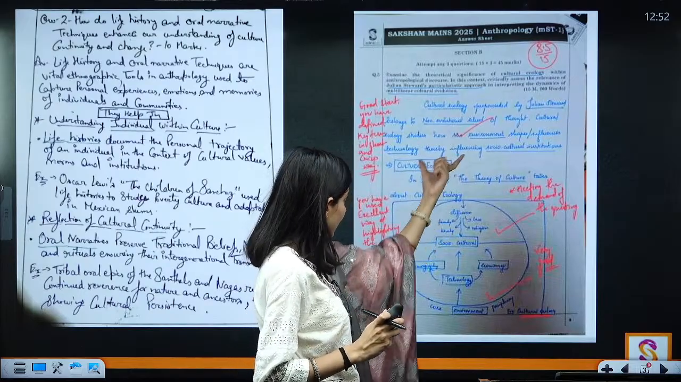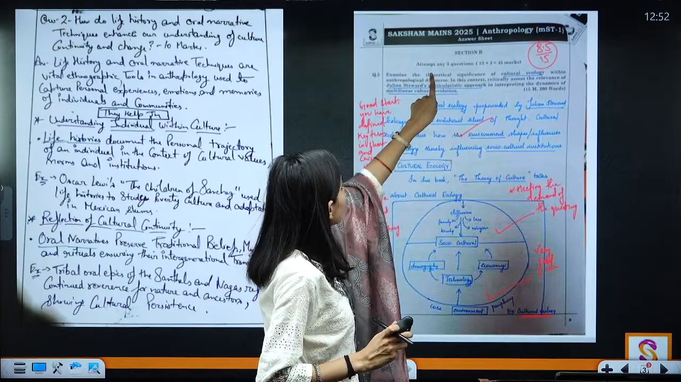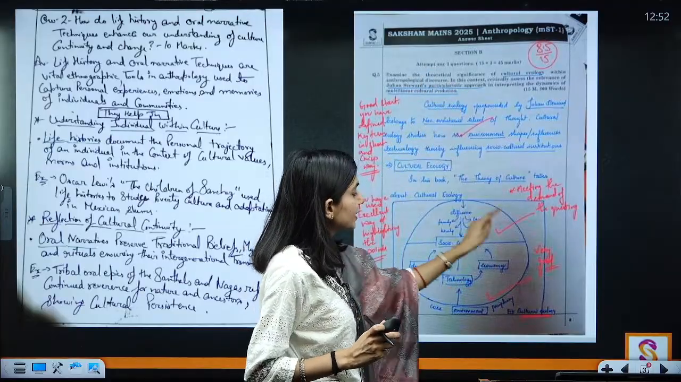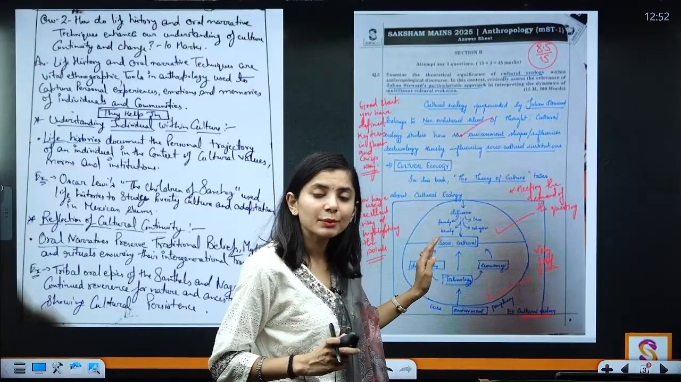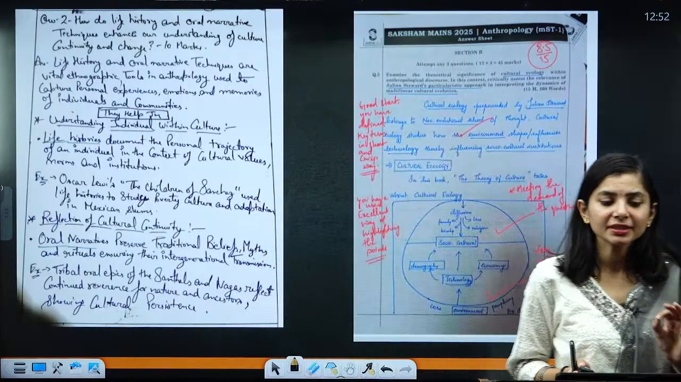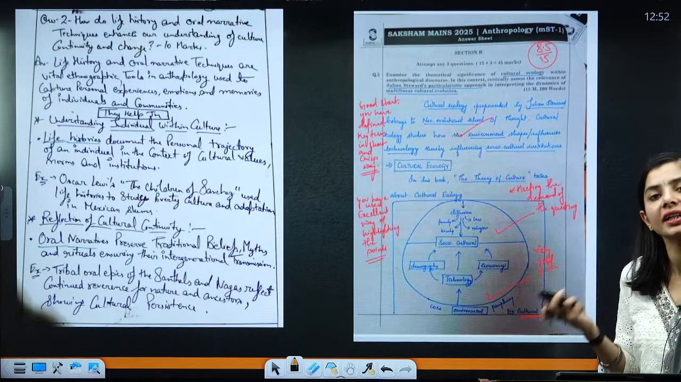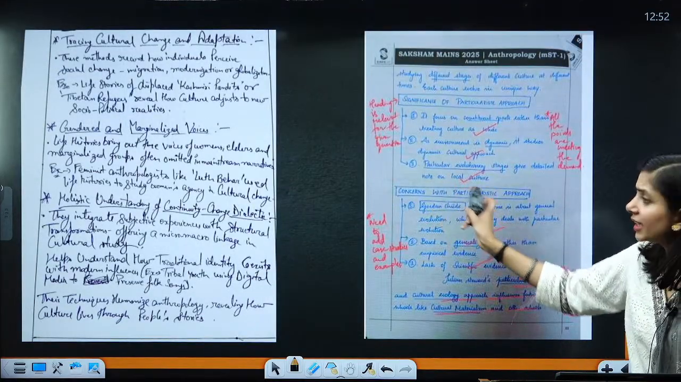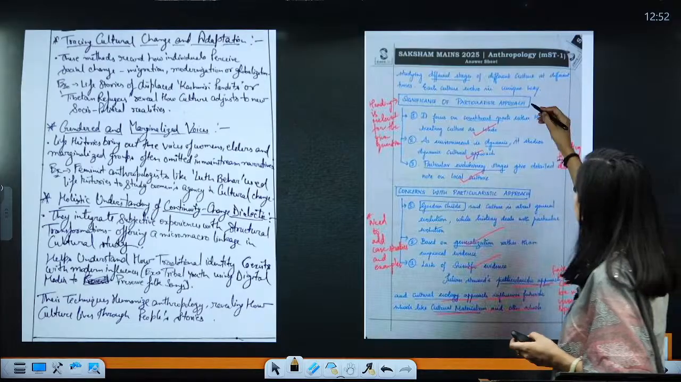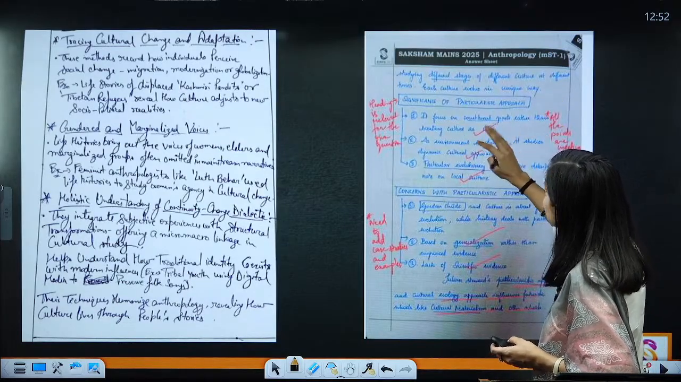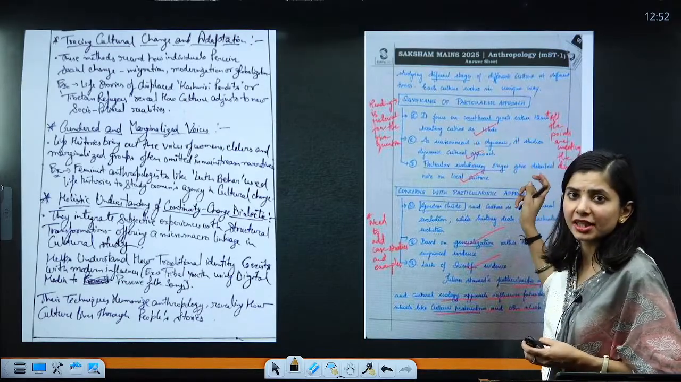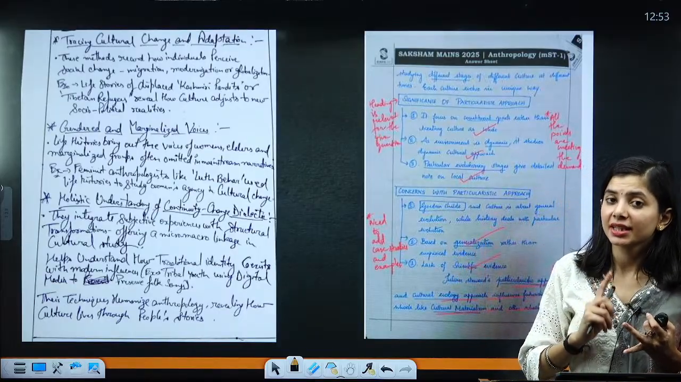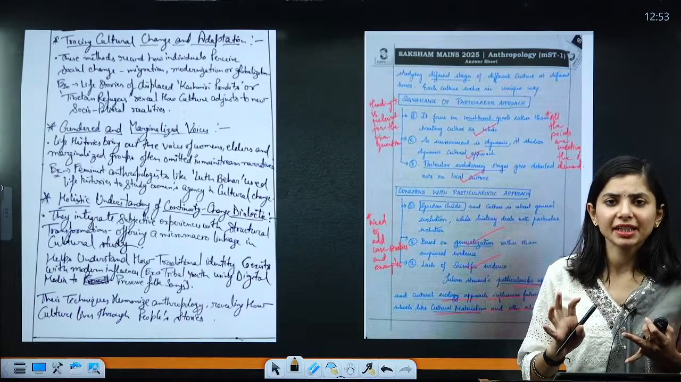Like for example, here the question is on cultural ecology, and here you can see this diagram, and the diagram is self-explanatory, so you don't need to explain the diagram again. Here also you can see the clear difference. When you are writing the headings and subheadings, the bullet points seem to be very much sufficient. I'm not talking about the content here. I'm just talking about the presentation.